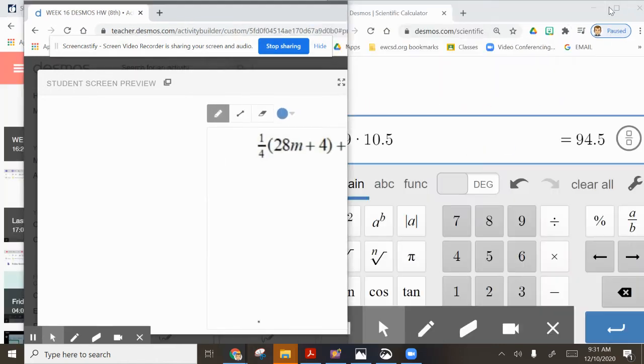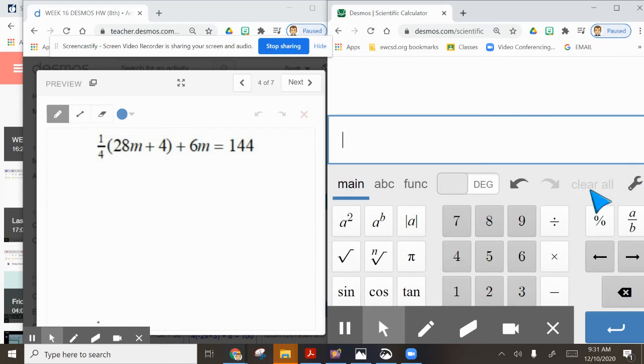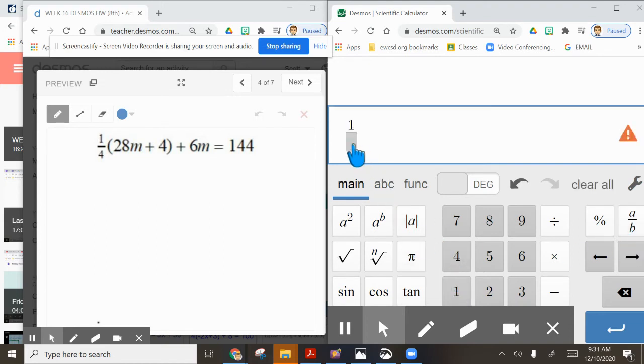Okay, back to the calculator. So let me clear this out. I'm going to do this distribution, right? So 1/4, I'm going to hit my fraction button right here. Boom, 1/4, right? And then I'm going to move this over times 28.